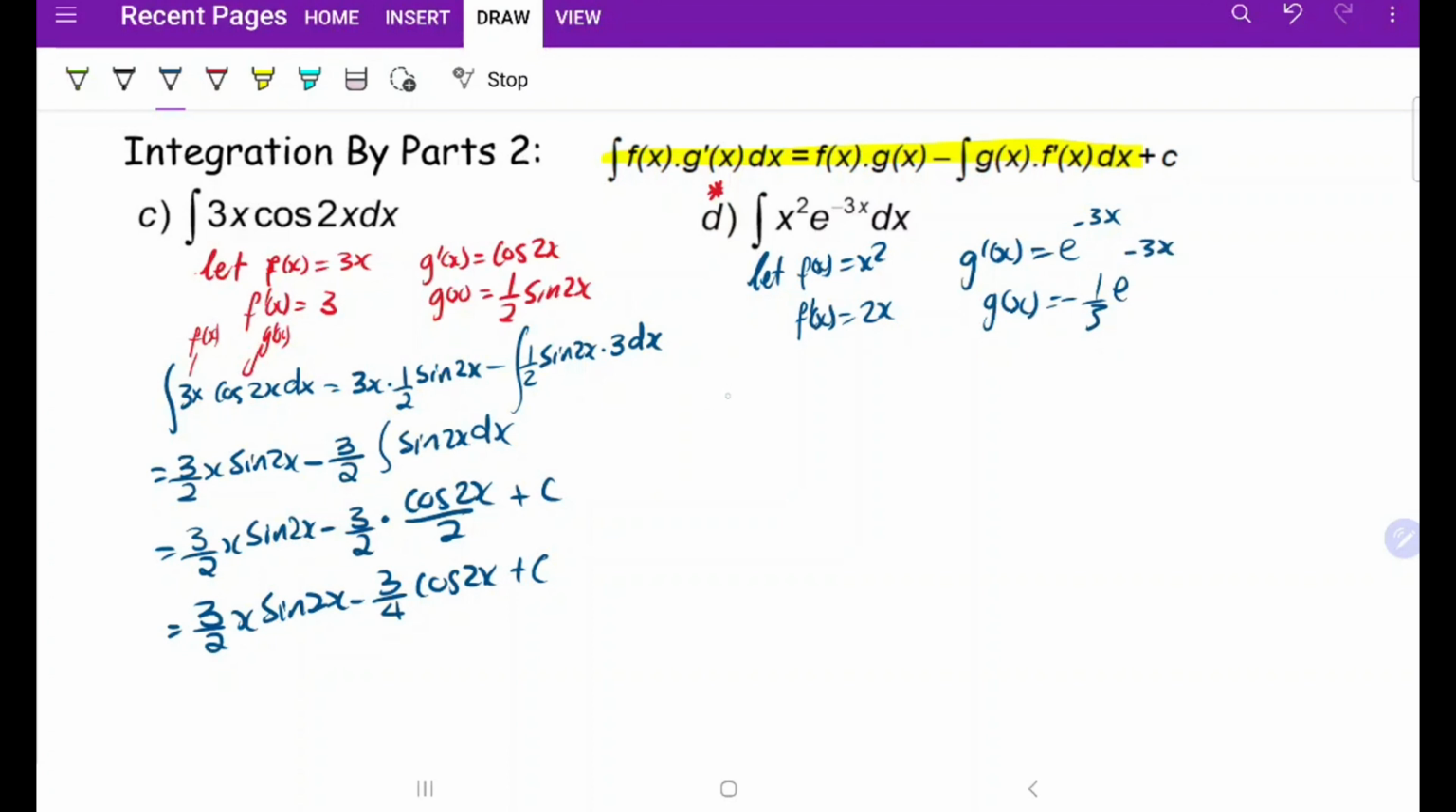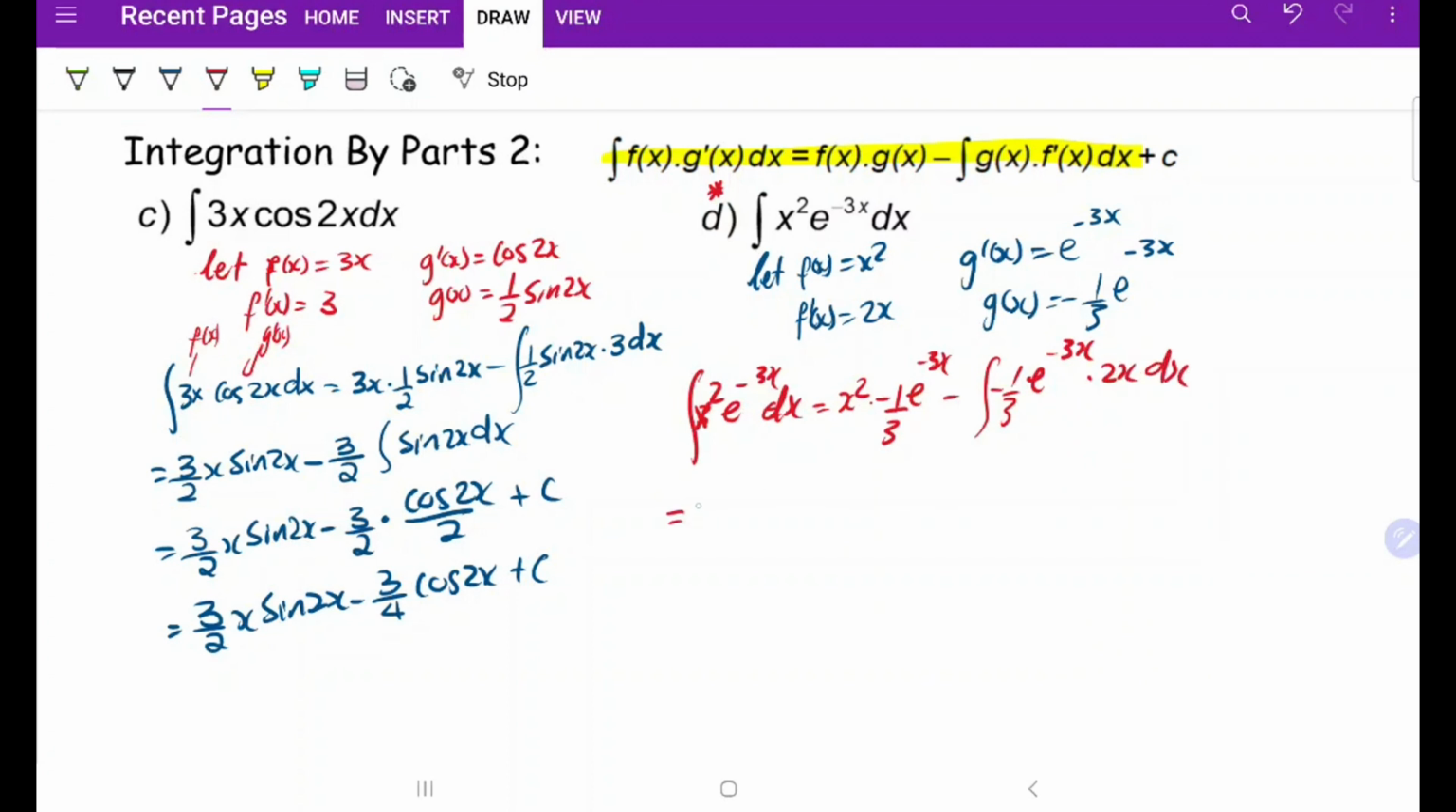And then using integration by parts, I'll write everything now in red. Using integration by parts, where we get to do this function, which is x squared e to the minus 3x dx. So this will then give us f of x, which is x squared, multiplied by negative 1 over 3 e to the negative 3x. And this will be minus the integral of negative 1 over 3 e to that, and then we'll be left with 2x dx over there.